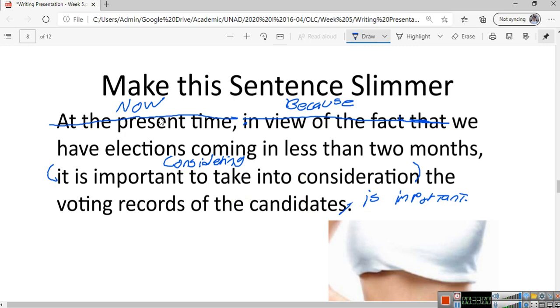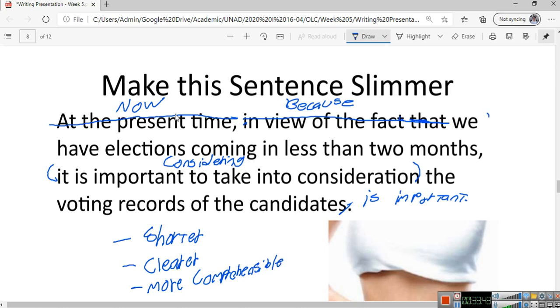Do you think it changed? Yes, teacher. And is it better now or is it worse? Very good. Now it's much better. We finished. We made this shorter. We also made it clearer and more comprehensible. So very good, Nubia. You got it correct. Let's continue.